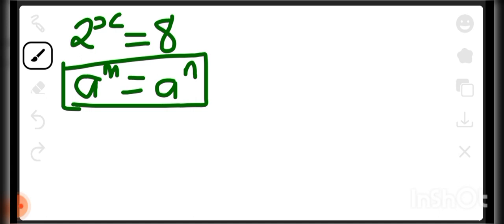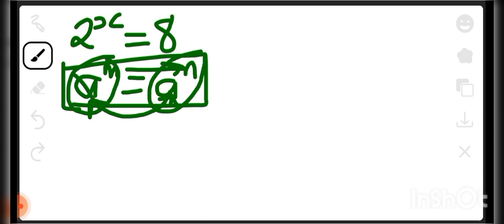I'm not talking about the power. Check the two bases, they are the same. So since the bases are common, you ignore the bases. You don't cancel, you just ignore them. Then equate the power. The power must be the same. That is single terms. So since the bases are the same, just ignore the base, then you equate the power. So that means m will be equal to n.